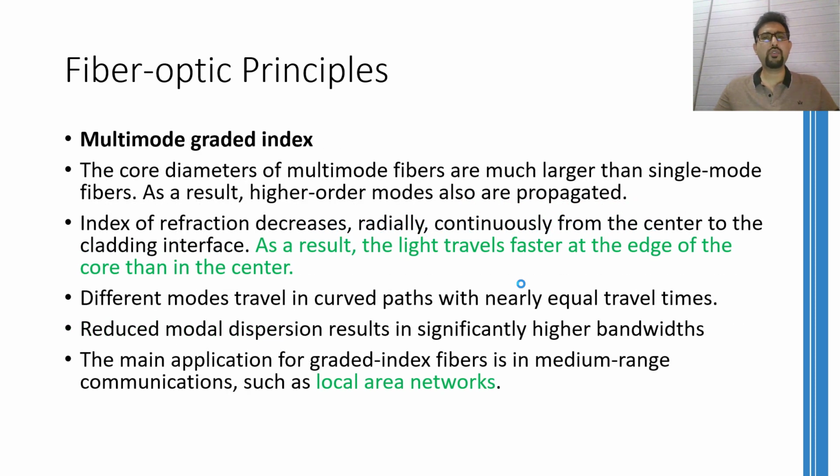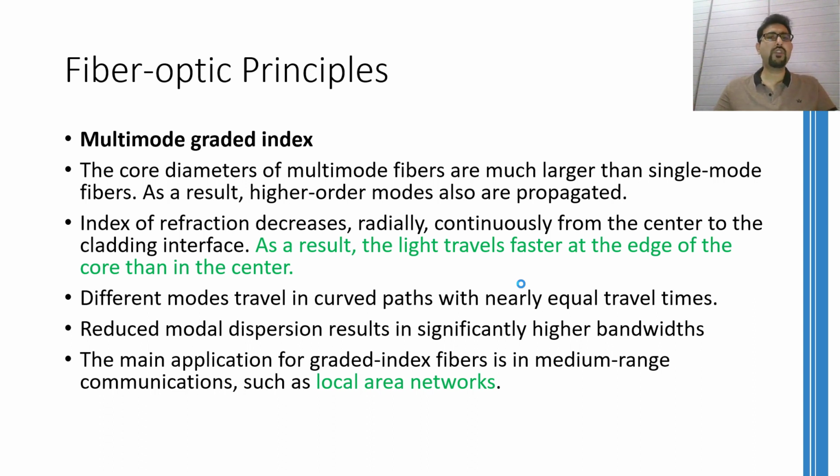As far as the multi-mode graded index fiber optic cables are concerned, the first thing that you will notice is that they have a much larger core diameter, which will allow multiple modes to travel inside the core. Moreover, the refractive index will decrease gradually as you move from the center of the core to the edge of the core. This will allow the light traveling near the edge of the core to travel faster than the light moving at the center of the core.